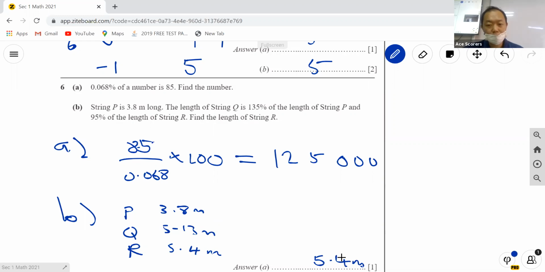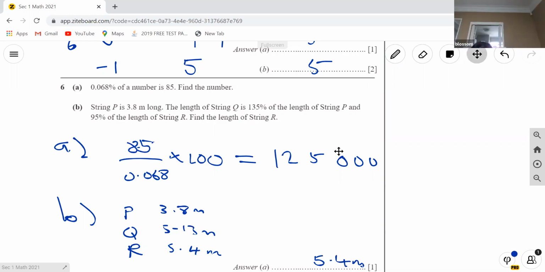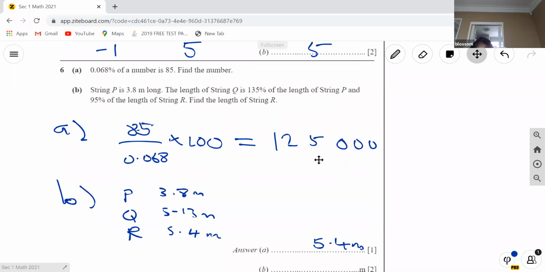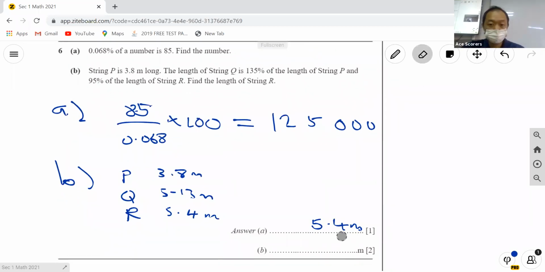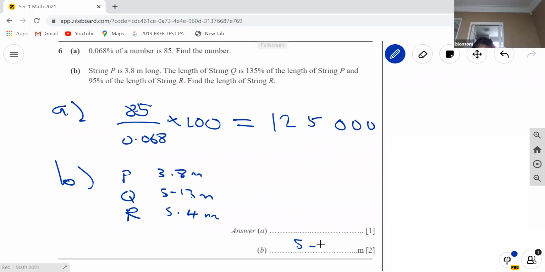Okay, are we okay with that? Simon, you got this? Lawson, you got this? Question 6. Just use the calculator. If you have questions, let me know, then I can go through again. It's basic percentage.